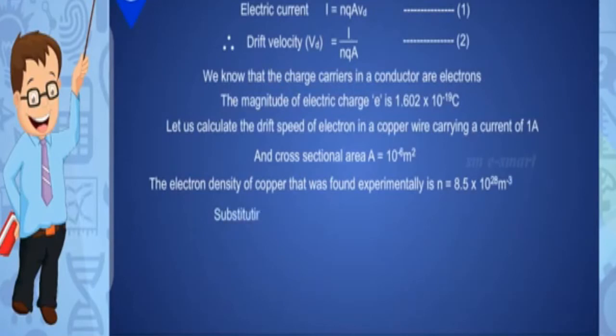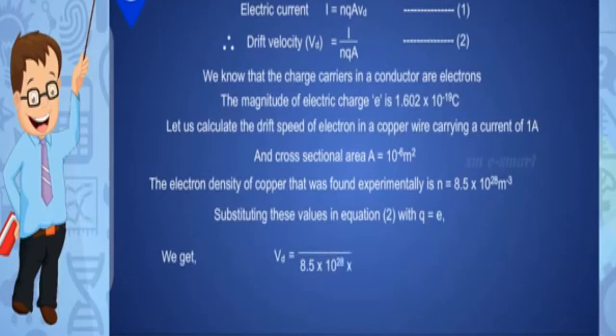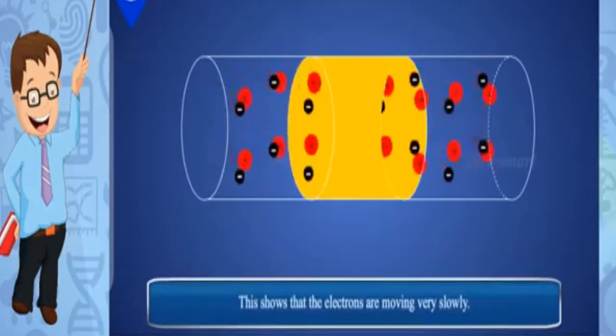Substituting these values in equation 2 with Q equals e, we get Vd equals 1 by 8.5 × 10^28 × 10^-6 × 1.6 × 10^-19. Vd equals 7 × 10^-5 meters per second, which equals 0.07 millimeters per second. This shows that the electrons are moving very slowly.